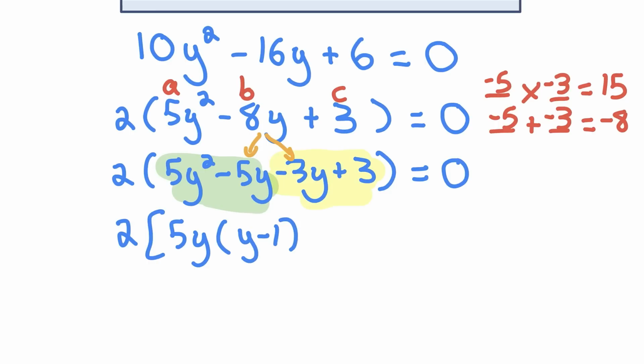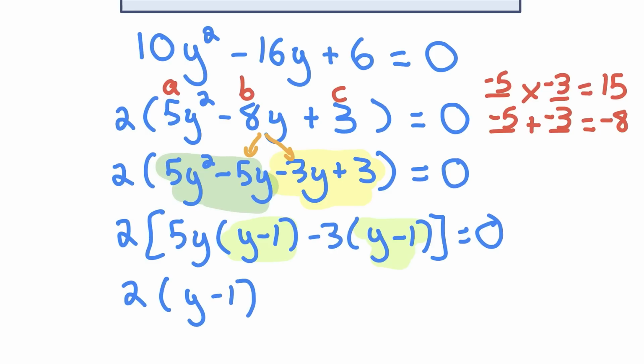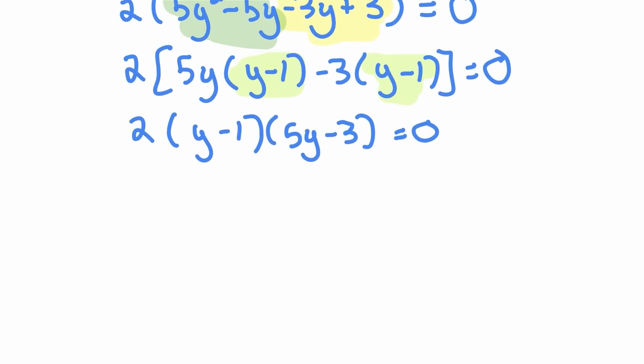And then from the last 2 terms, I could common factor a negative 3, and then have y minus 1 again. Notice the common binomial of y minus 1. I could common factor out that common binomial. And once I remove that common binomial as a factor, I'm left with 5y minus 3. That's now fully factored.